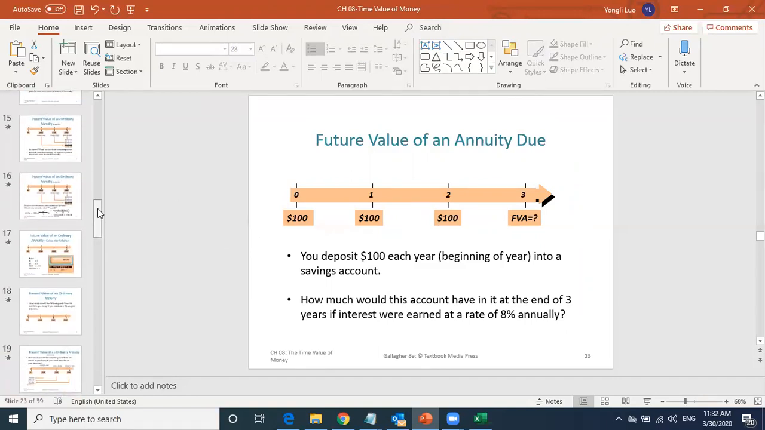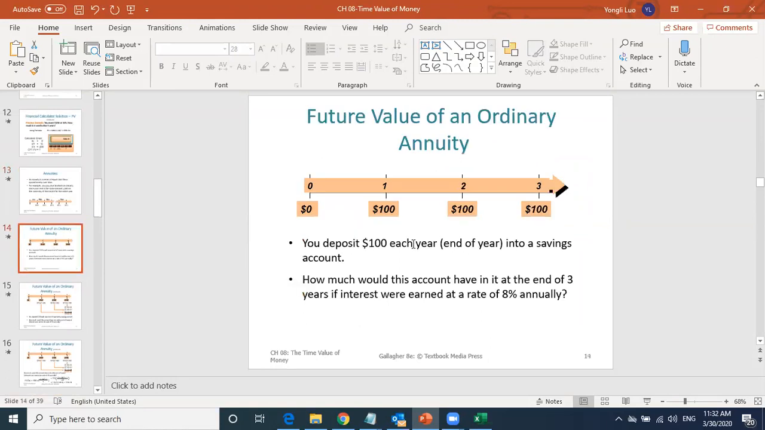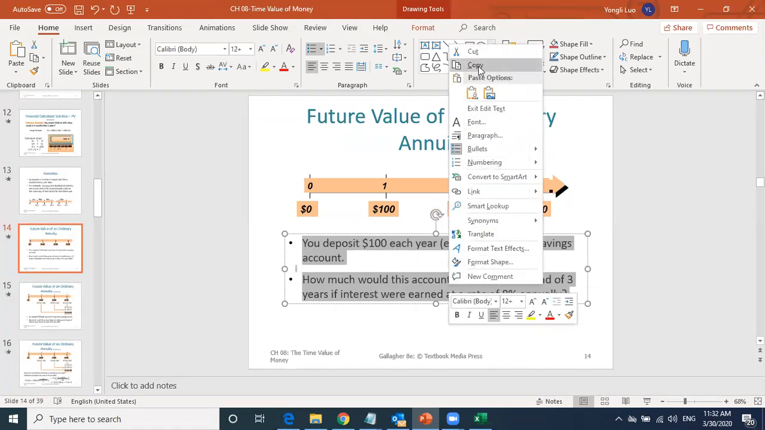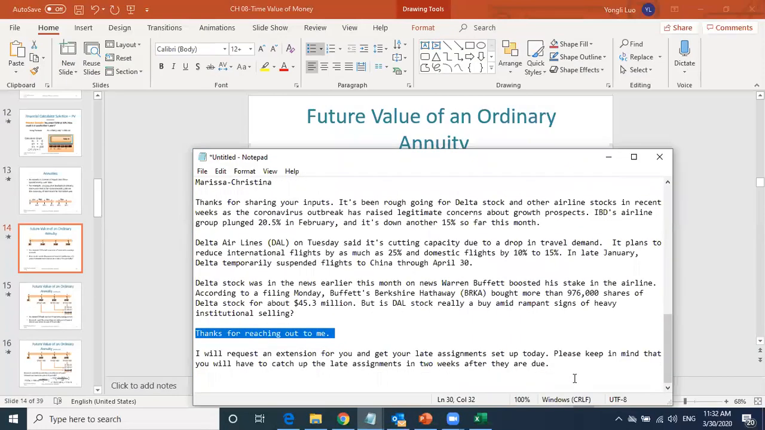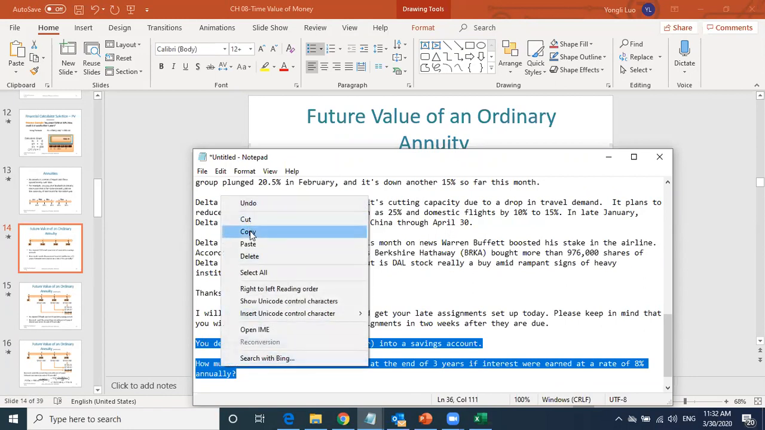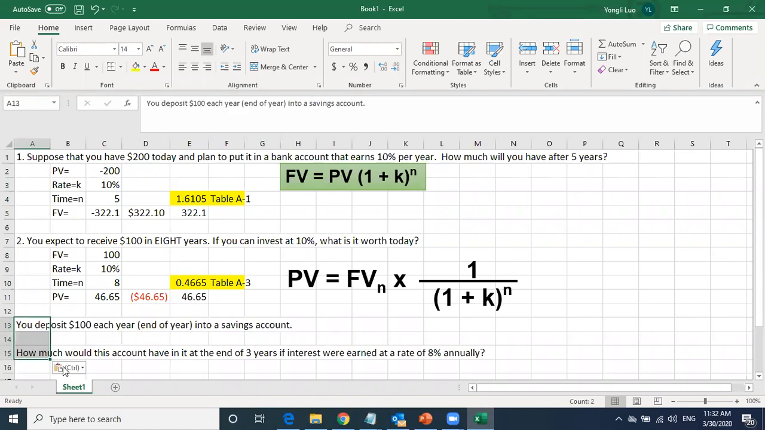Let's see this question. We have an ordinary annuity: you receive $100 for 3 years at the rate of 8%. So let's say ordinary annuity. I typed this question, and we can work on that in the Excel spreadsheet.